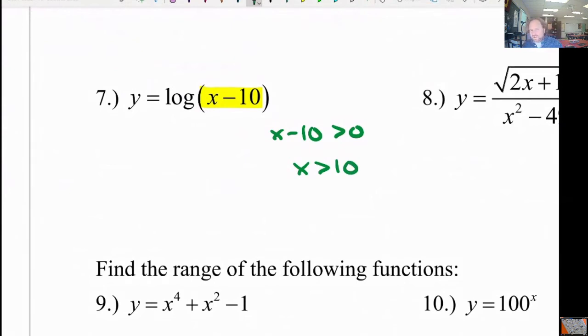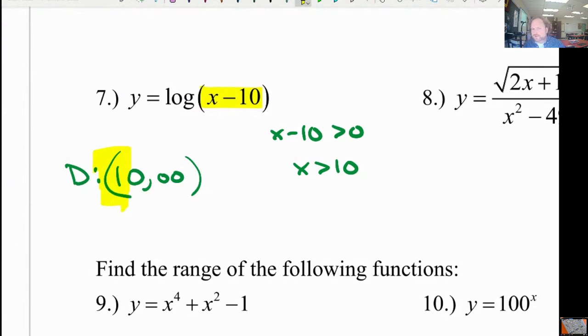Side note, if you have a graphing calculator, another great way to solve these is just graph them and take a look at the graph. But we're assuming that you don't have a graphing calculator for this. So in this case, our domain is the numbers from 10 to infinity, not including either. The round bracket is very important on this problem.